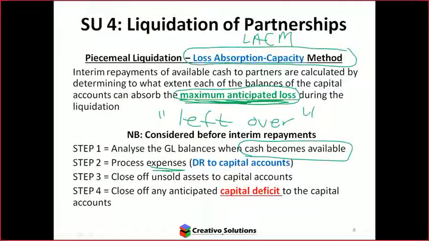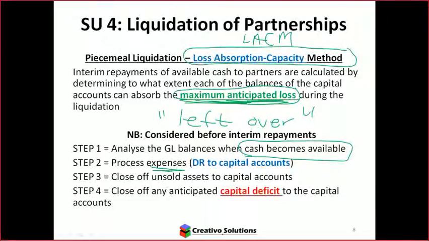Is this business operating? No, it's not operating because we've chosen to liquidate it. Did you stop all activities as well? Yes, so this is just a business that's literally sitting idle. You're not doing anything other than waiting to sell assets.